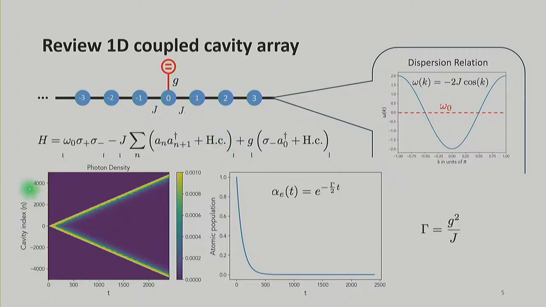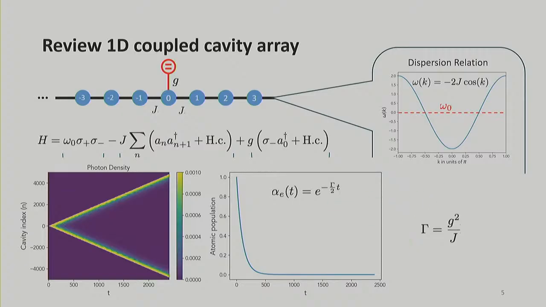on this left plot I'm plotting on the y-axis the position of the sites, and on the x-axis I'm plotting the time. Our emitter is at the center of the lattice, and you can see that as time goes by, the photon is propagating away from the emitter. And if we look at the atomic population, it decays exponentially with a decay rate g squared over J.